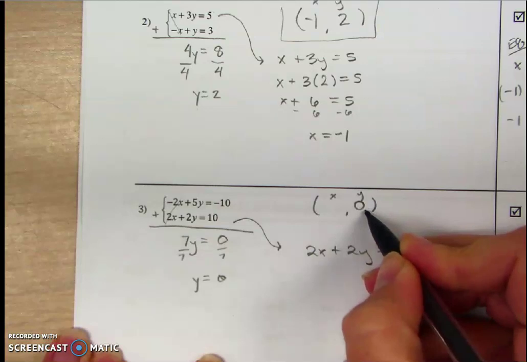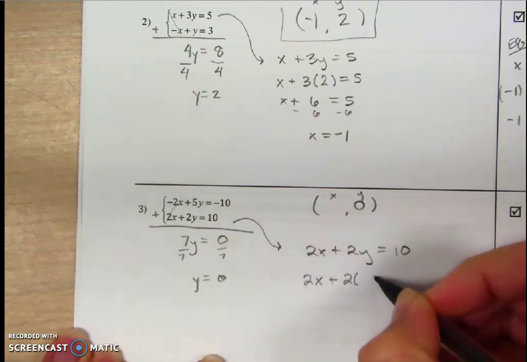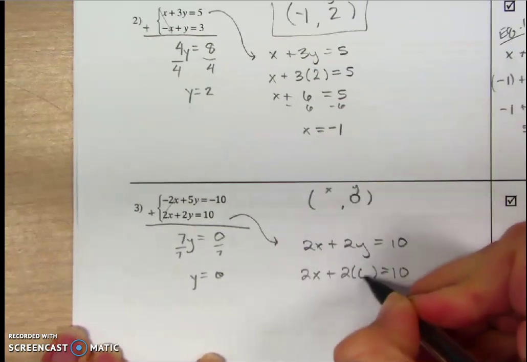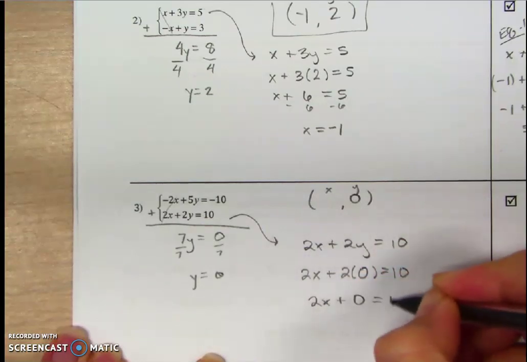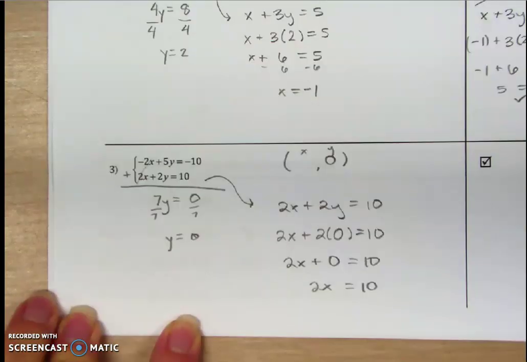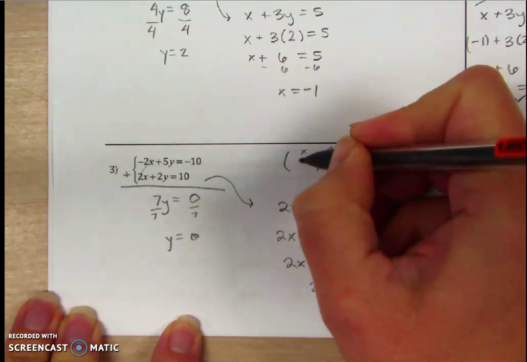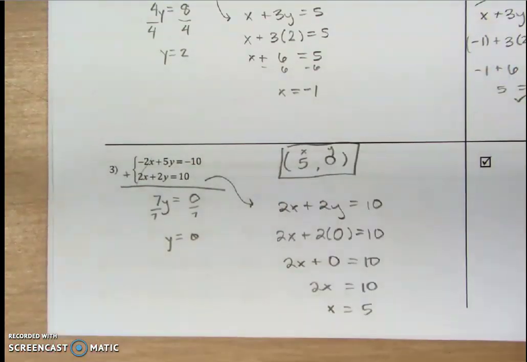I now know that y is 0, so I'm going to write 2x plus 2, open up that spot for y, and I'm going to fill in the y now with 0. That means 2x plus 0 is equal to 10, which means 2x is equal to 10. And when I divide by 2, I get x is equal to 5. So that means the point where these lines cross is going to be at 5, 0.